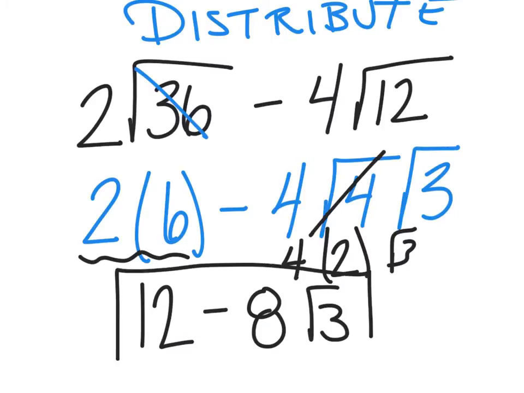Now you'll notice I don't have like terms. I can't add those together. However, if this had a radical 3, then I could add them. But again, they're not like terms, so we're just done there.